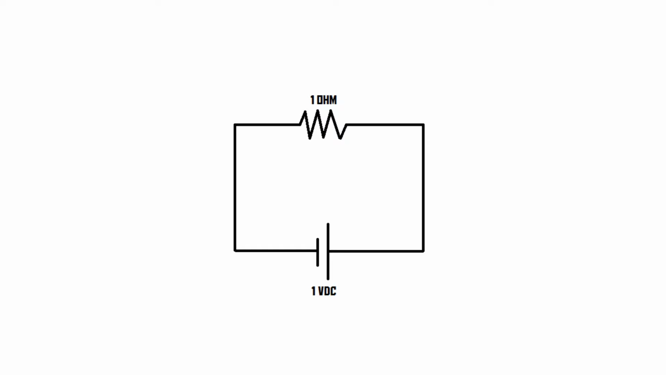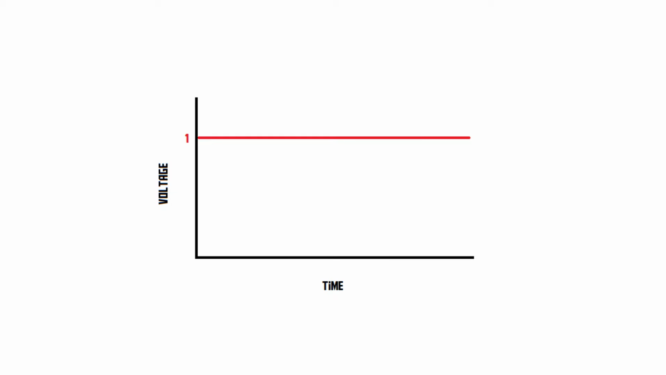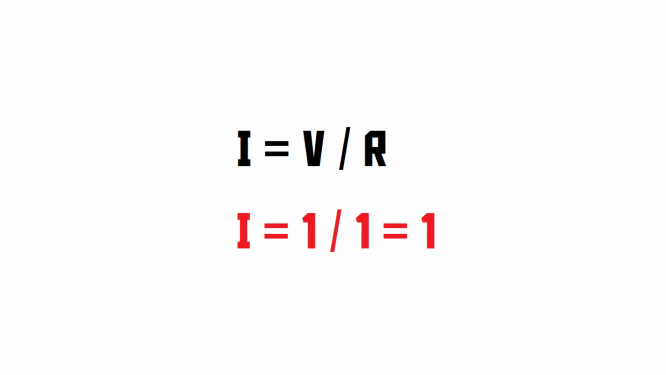It's a DC 1 volt power supply hooked up to a single 1 ohm resistor. So it's really basic. Now, if we take a graph of the voltage and the time of this circuit, we would see that we have basically just constantly 1 volt all the time, which means if you do the maths, you get 1 amp of current, right? Because the current is the voltage divided by the resistance. They're both 1, so the current becomes 1 amp.